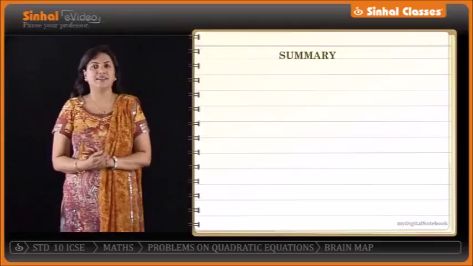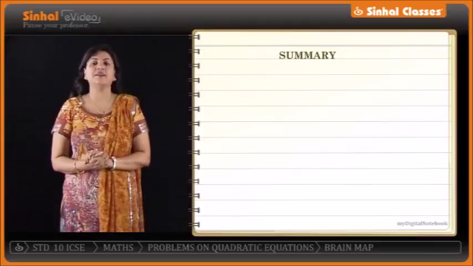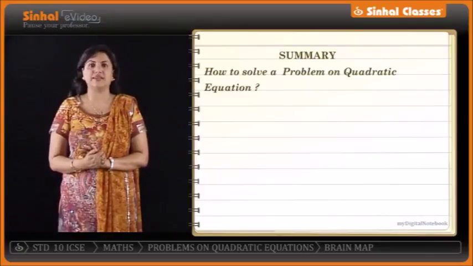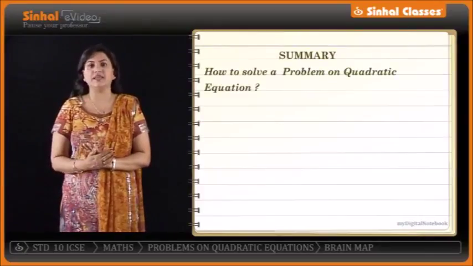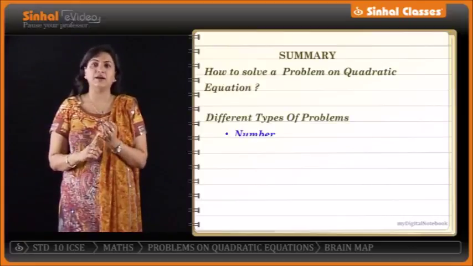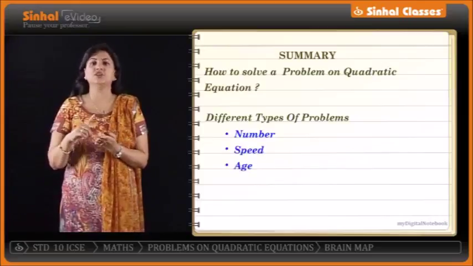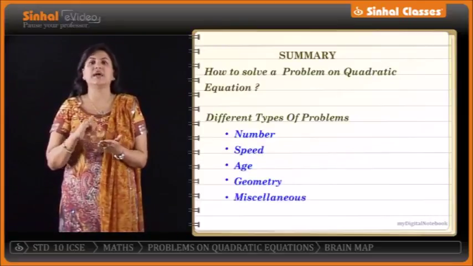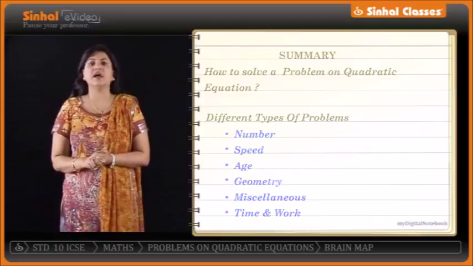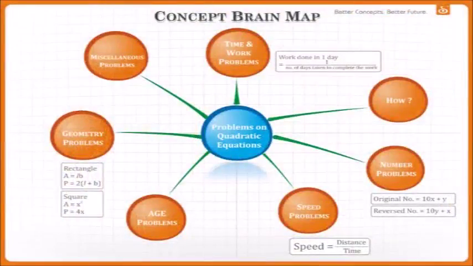Now let's look at the brain map for this topic. We have now seen how to solve a problem on quadratic equation. We have also seen the different types of problems which are based on number, speed, age, geometry, miscellaneous, and time and work. Now let's revise them at a glance. How to solve a quadratic equation? We first make an assumption using the variable x, form the equation and then solve it.